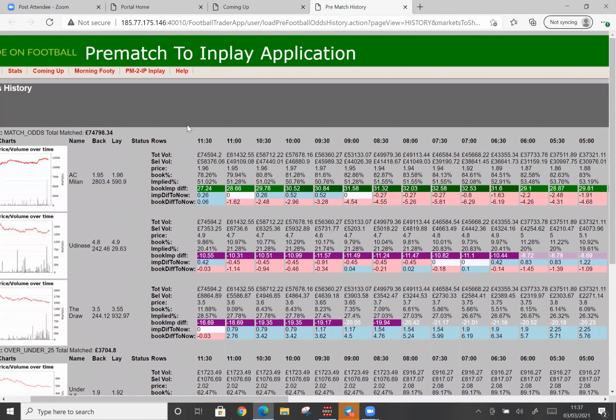Obviously, there's been 74,000, 75,000 placed on the game, 58,000 on Milan. Now that's going to happen, whether it's to back or to lay. I mean, Milan against Udinese, they're obviously going to take more of the money. They've taken 78% of the book. The implied price, 51%, 1.96.